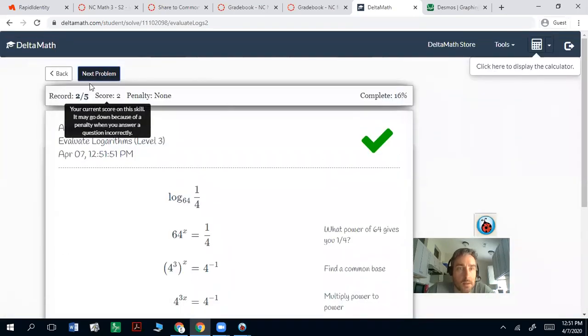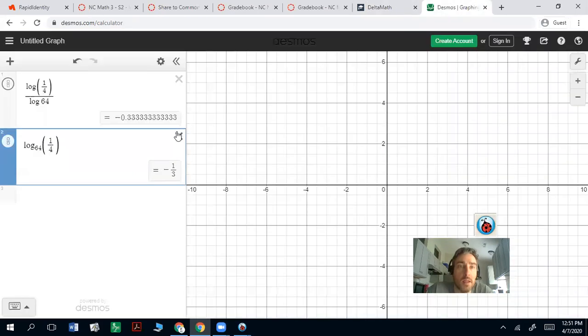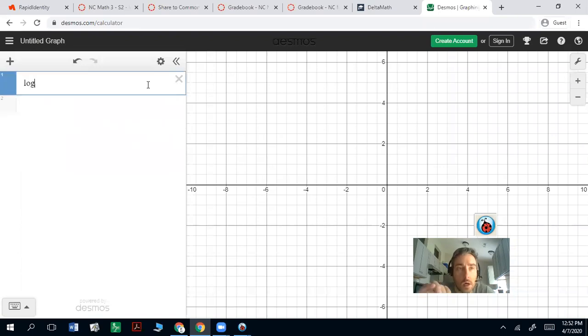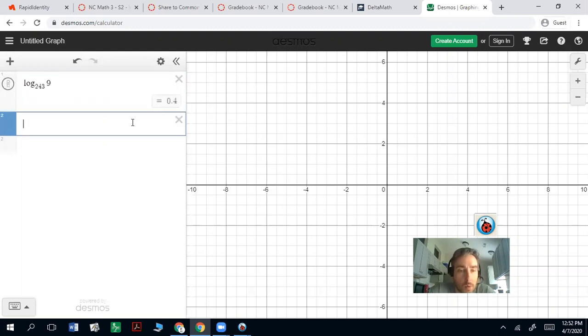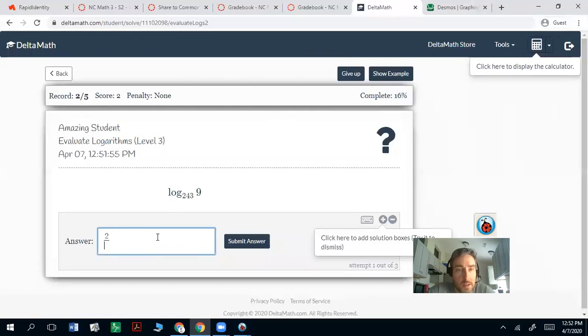Yes, yes, yes, yes. Let's do one more of these and then we'll move on to a different topic. Log base 243 of 9. So log, shift minus, 243, right arrow, 9. Or log of 9 divided by log of 243. Now, because this is an exact decimal, you can type in 0.4 or 2 divided by 5. That's your choice. So let's be fancy and do 2 over 5.